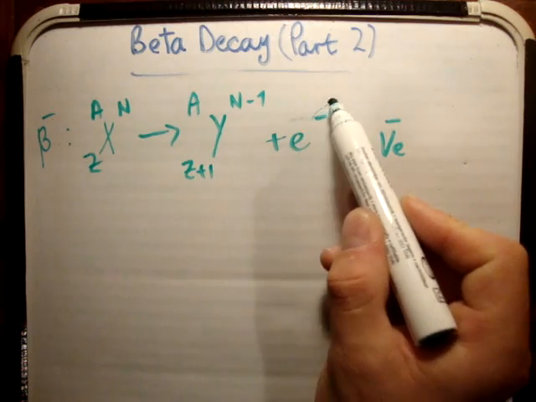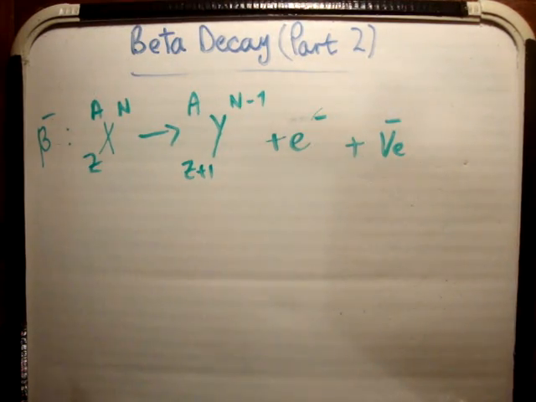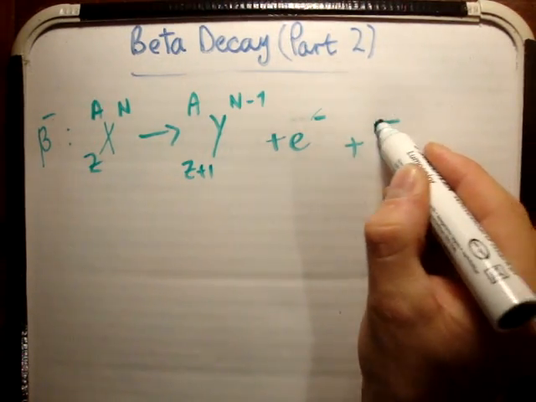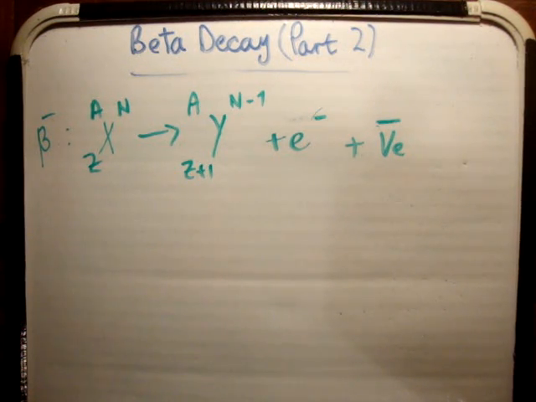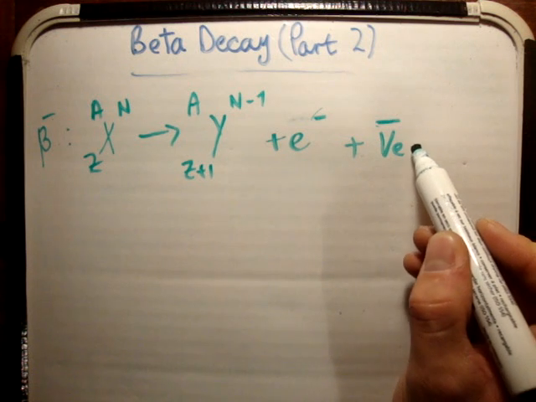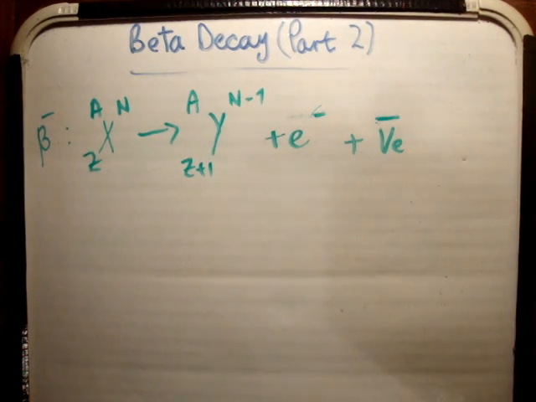Now, by the way, this bar here to the right means it's a negative charge. But this bar on top means it is an antiparticle. So if you looked at my video on the standard model, you realize that this is a neutrino, that the e means it's an electron neutrino, and that the bar means it is an antiparticle. So look, don't get bogged down on this.